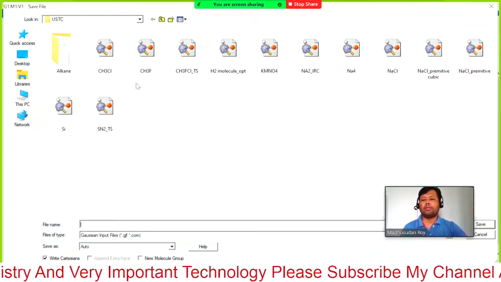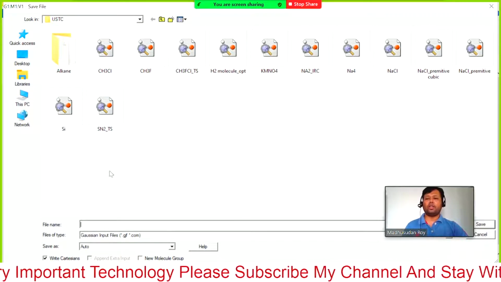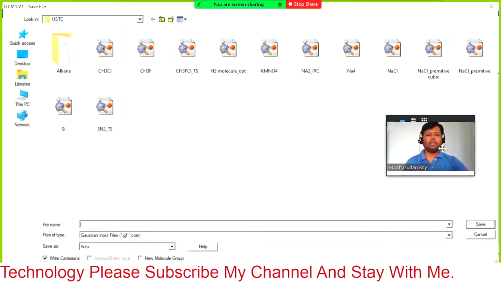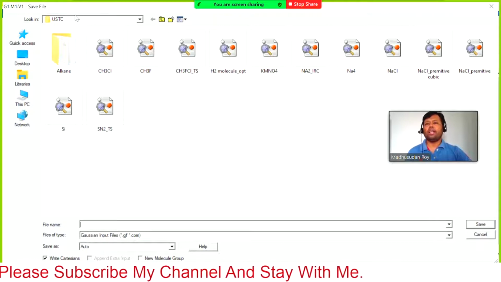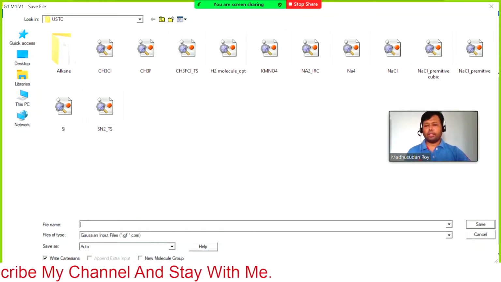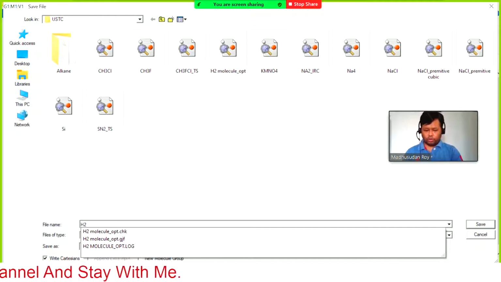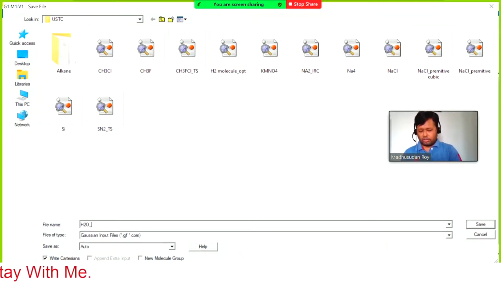Now I'm giving some directory where I want to save the file. So I have just made a folder, USDC. Now I'm giving H2O, neutral.